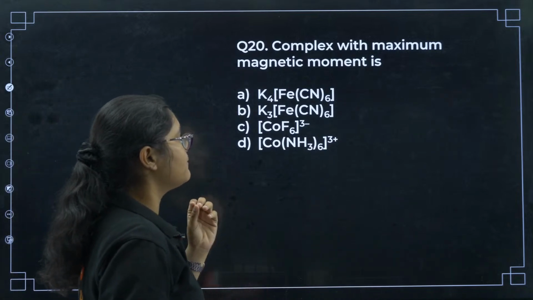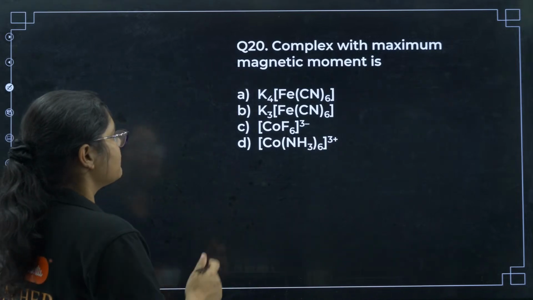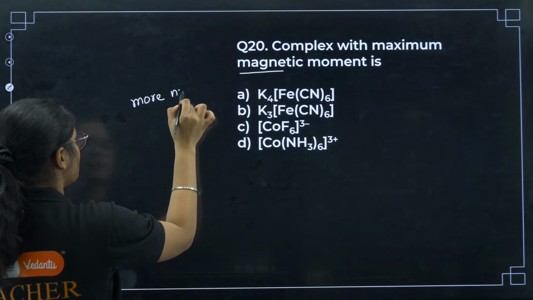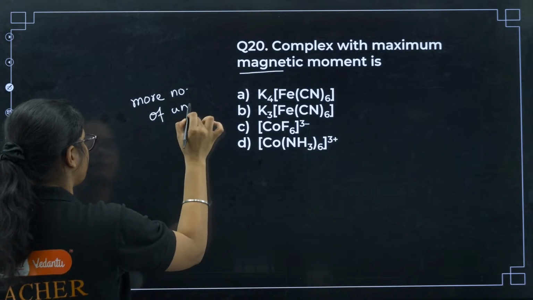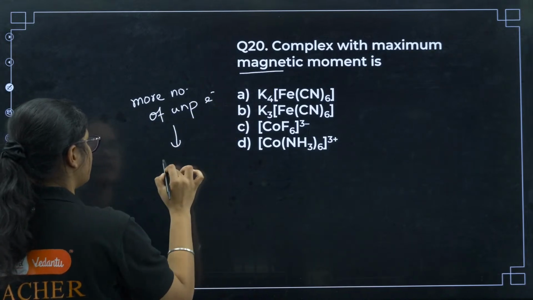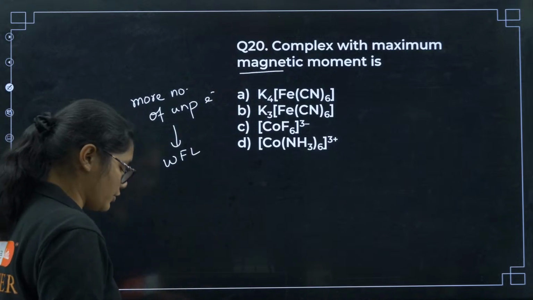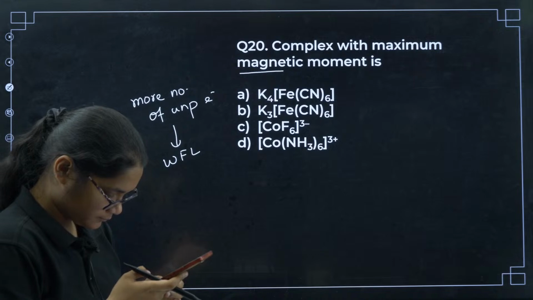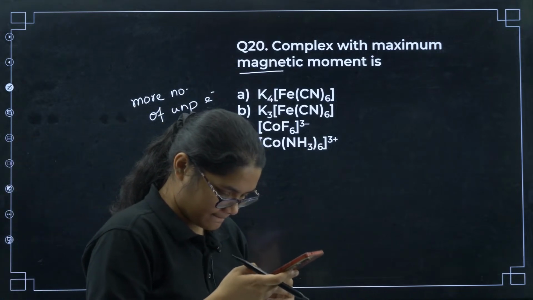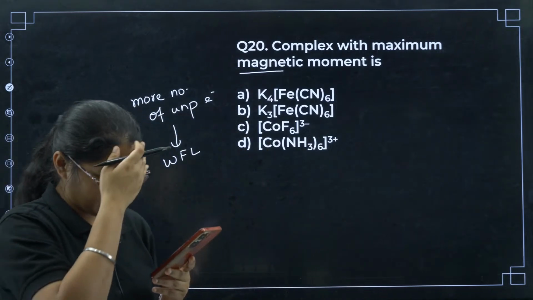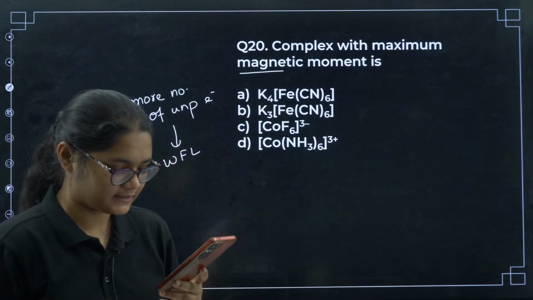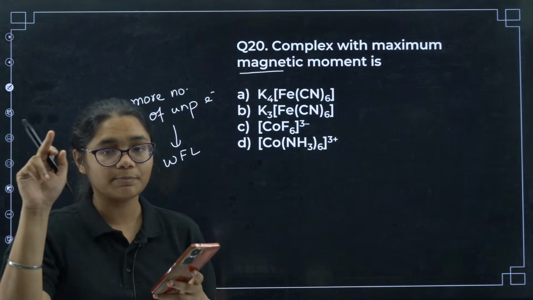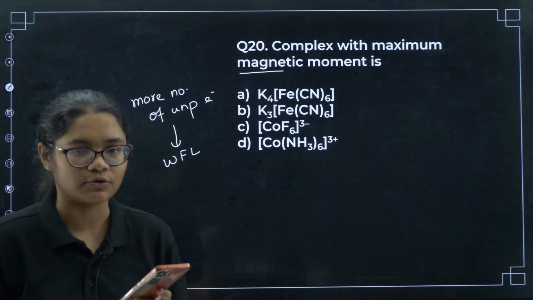Next, complex with maximum magnetic moment. If I want maximum magnetic moment, I need a more number of unpaired electrons, and for that I need a weak field ligand. IDK, but here nickel is not in the 0 oxidation state. Now nickel is in the +2 oxidation state. If you see, [Ni(CO)4]2+ was given, right? So nickel is in the +2 oxidation state.